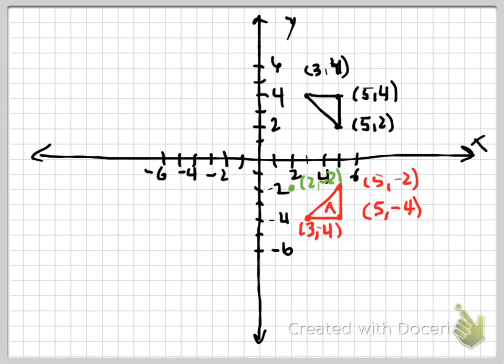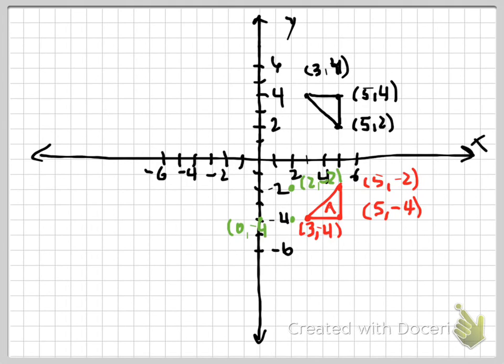The (5, -4), I'm going to take the 5 and subtract 3 from it, and that gives me a 2, but I'm going to keep the y at -4. So I have (2, -4). On the (3, -4), I'm going to subtract 3 from the 3, which gives me 0. And then the -4 stays the same. So that gives me this point here.